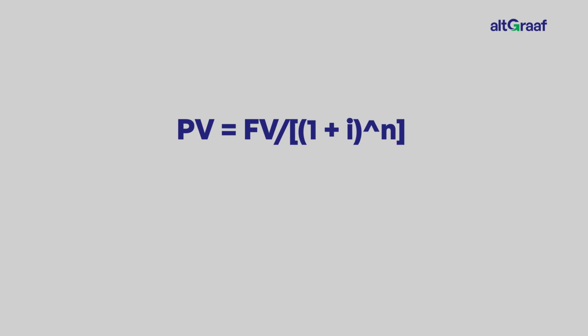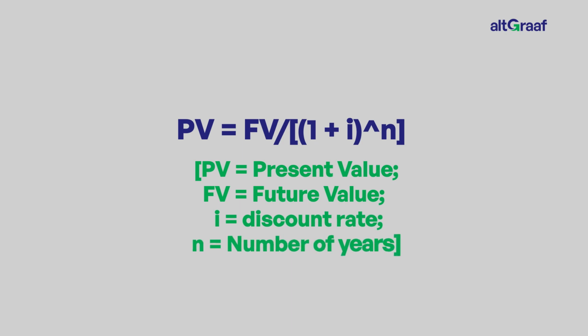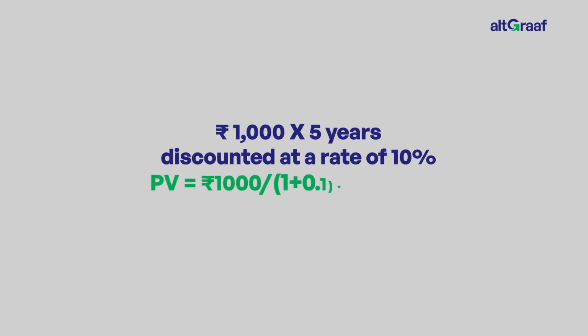Now what are these numbers? So PV is present value, FV is future value, I is discount rate, and n is the number of years. Now let's take some numbers for better understanding. If you want to know what rupees 1000 5 years later will be valued today at discounted rate of 10%, you will use the formula that's PV is equal to 1000 divided by (1 plus 0.1) exponent 5. That's 620 rupees. So therefore, rupees 1000 5 years later discounted at 10% is worth rupees 620 today.